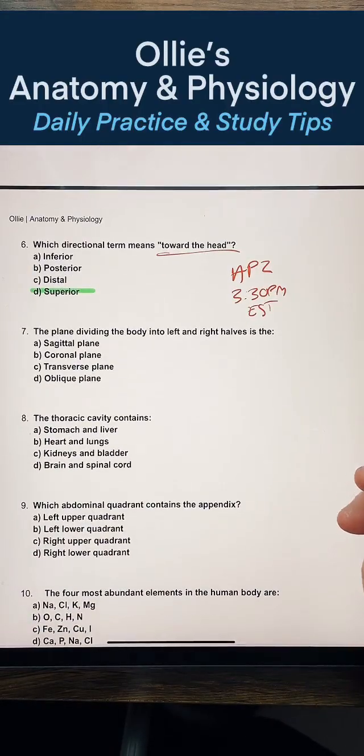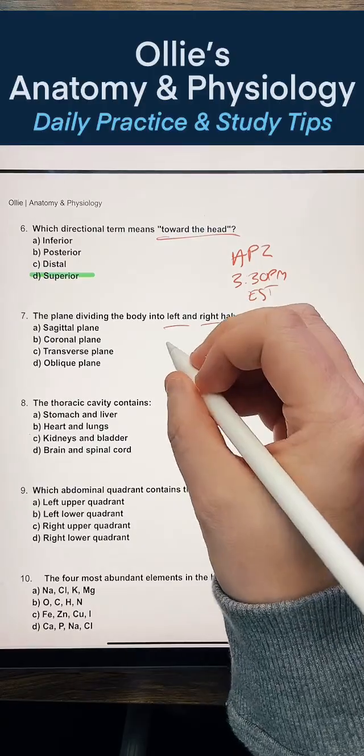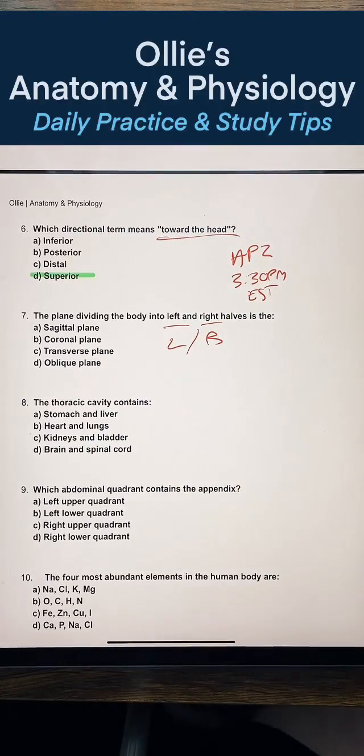Number 7, the plane that divides the body into our left and our right halves, which plane would that be? A, B, C, or D? Which one is that? Just comment your answer choice, whatever you think it might be.